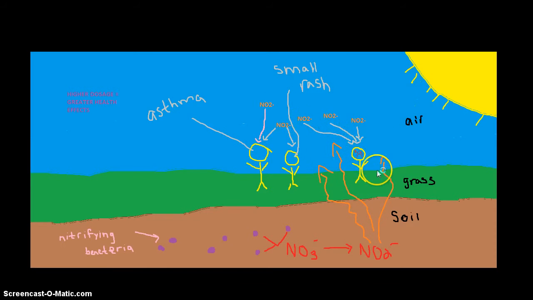But if the dosage is high enough, it can cause serious illness and even death. This person has the highest dosage, so they aren't going to live. If we go down a little bit, this person only has a minor dosage, a smaller one right here, so maybe they're only going to get asthma. With an even smaller dosage, maybe they're just going to get a small rash. Remember, the higher the dosage, the greater the health effects.